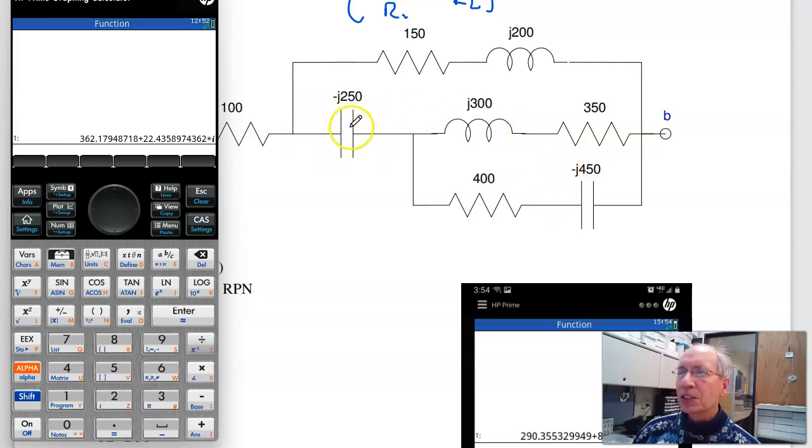That's in series with minus J 250. So add 0 minus I 250. In series, they add. In parallel, the inverses add. So take the inverse, 150 plus J 200. Take that inverse, add the inverses, take the inverse. All this is now 190 plus J 85 ohms. Add 100 to it, 290 plus J 85.